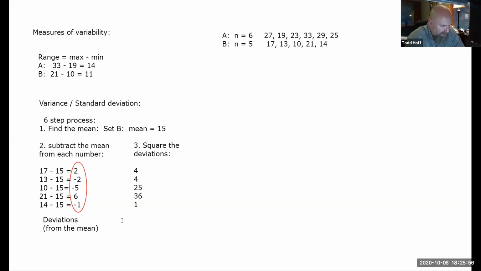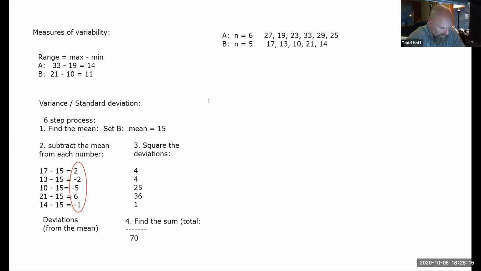So we've squared each of those numbers. Step 4 is to find the sum or the total. Well, we add all those up. We get, oh, what is that? 40, 30, 70 we get for the total there. That's step 4.